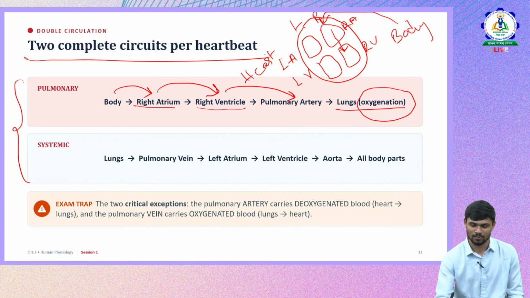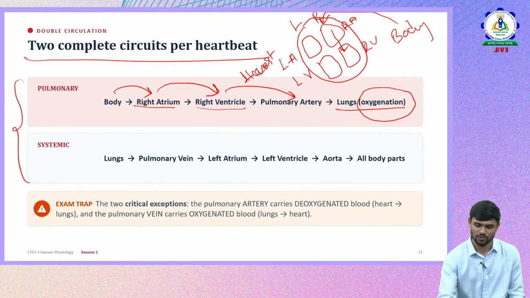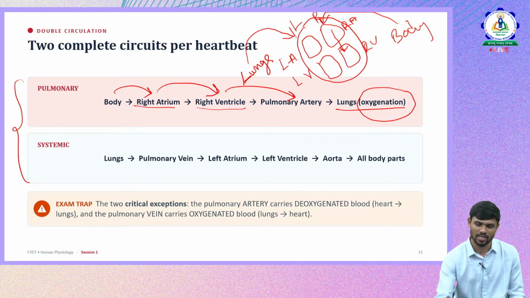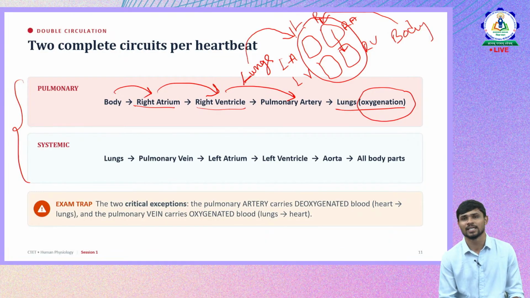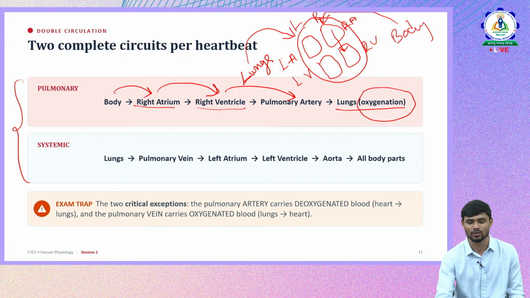If blood is coming from the lungs to the heart, sorry, these are the lungs, a small confusion, I'm sorry. If blood is going from the lungs to the heart, what kind of blood will it be? It is oxygenated blood, and it will go to the left side. So left atrium, from the left atrium it will go to the left ventricle, from there it will go to the body. So that is what you should remember.